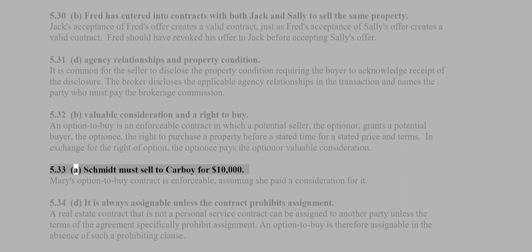5.33 A. Schmidt must sell to Carboy for $10,000. Mary's option to buy contract is enforceable, assuming she paid a consideration for it.